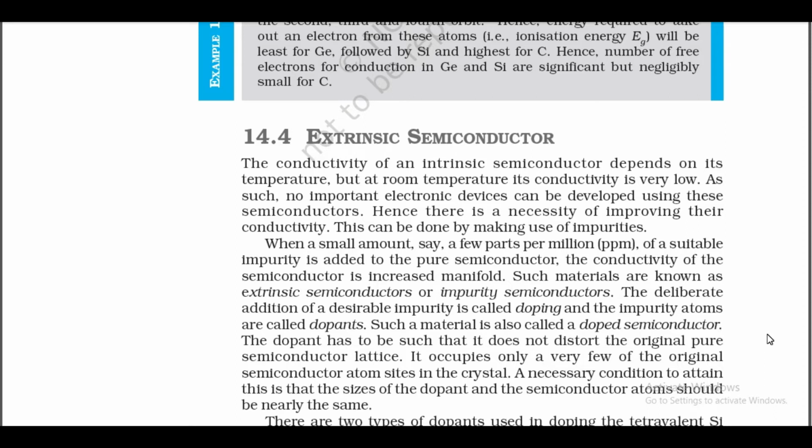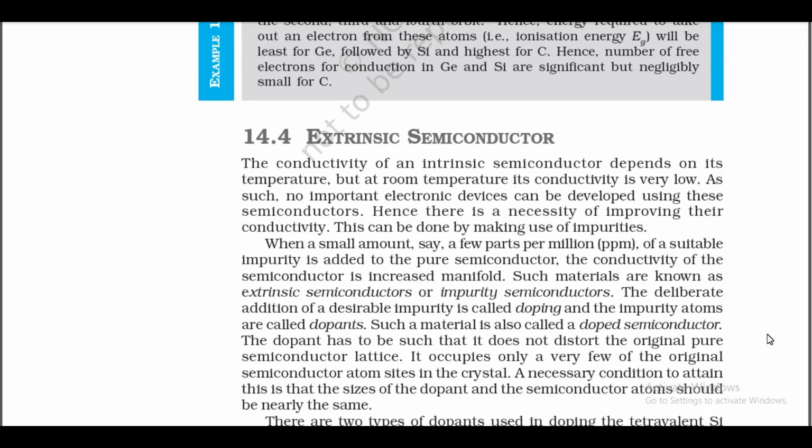The deliberate addition of a desirable impurity is called doping, and the impurity atoms are called dopants. Such a material is also called a doped semiconductor. The dopant has to be such that it does not distort the original pure semiconductor lattice. It occupies only a very few of the original semiconductor atom sites in the crystal.